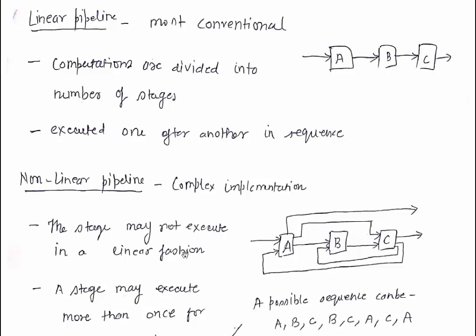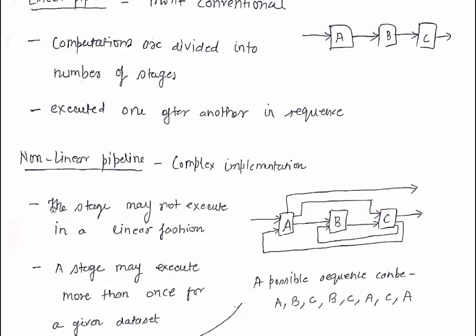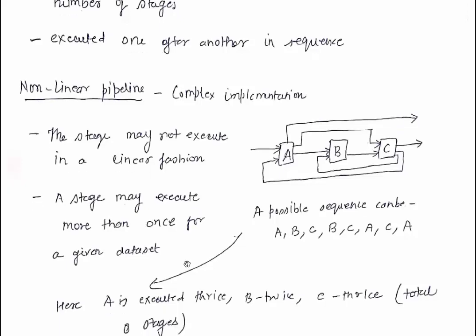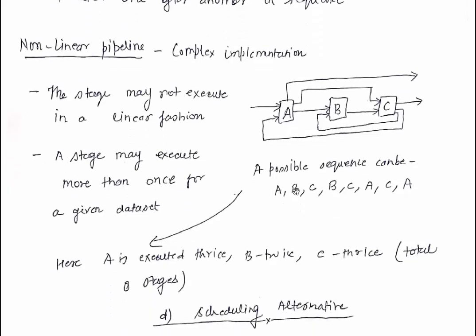So the stages may not execute in a linear fashion. In a non-linear pipeline, a stage may execute more than once for a given data set. Here A is executed 3 times, B is executed twice, and C is again executed 3 times. So there would be 8 stages: 1, 2, 3, 4, 5, 6, 7, 8. In total we will have 8 stages if you have a possible sequence like this.